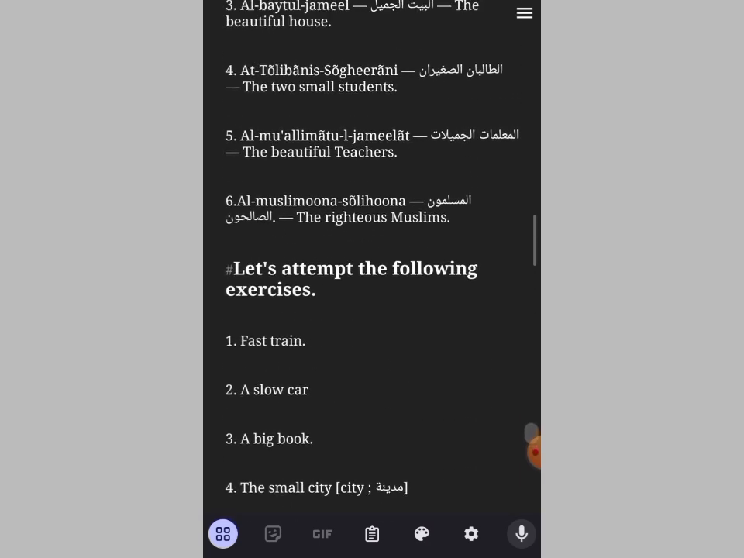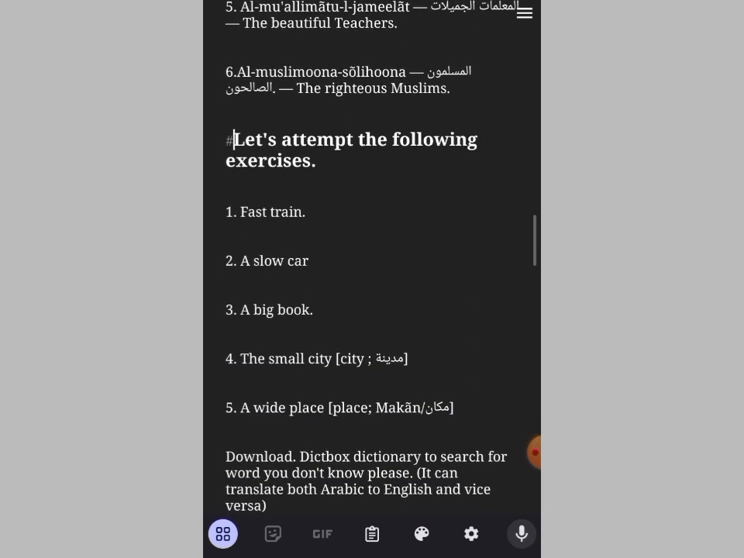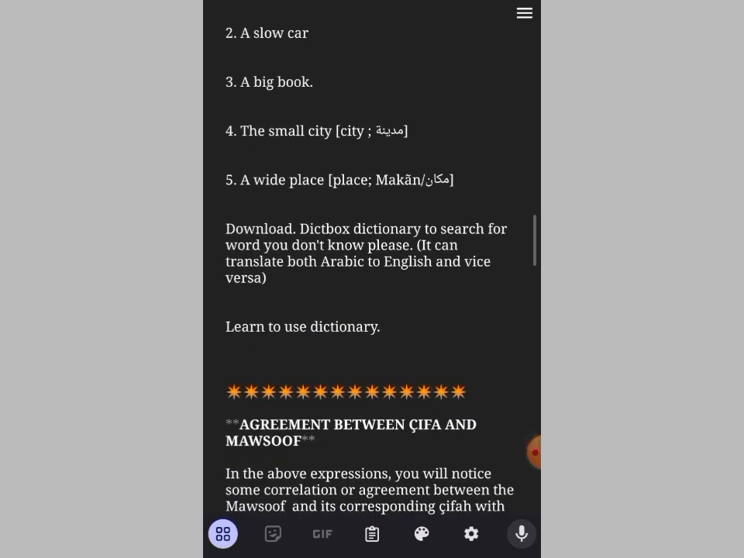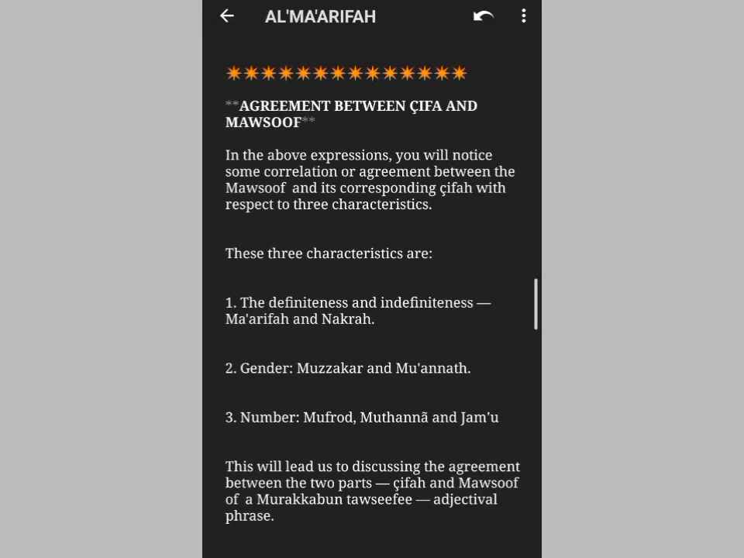Now I advise you to do this exercise and send it in. For easy doing, I advise all of you to download a Dickbox Arabic dictionary. Take note that we have many Dickbox dictionaries, but you have to download the Arabic version. You can use it to research some of the words you don't know. Now we move on to agreement between sifa and mawsuf.